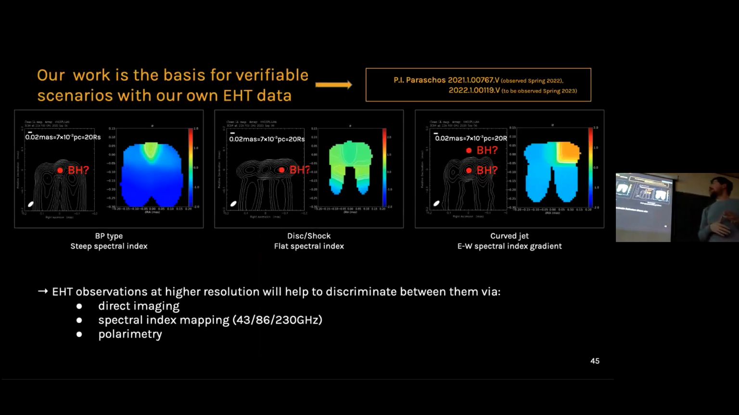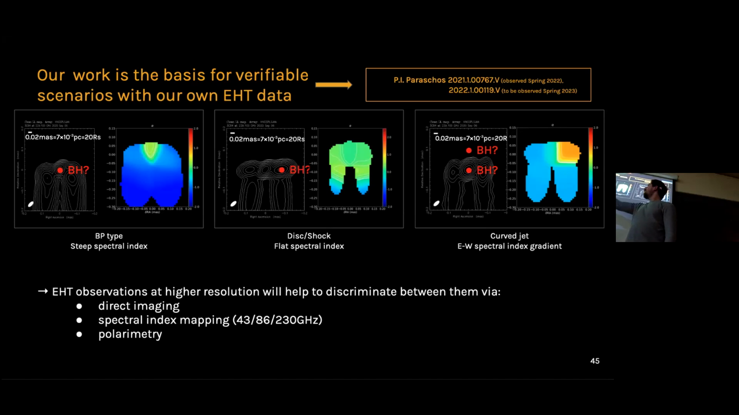Before closing, I also wanted to just show one slide of the outlook. I think it's very exciting that our work is the basis for verifiable scenarios with our own EHT data. For this MPI of 2 epochs, one has been observed and one will be observed, hopefully in a couple of months. And with the EHT data combined with the GMVA data, so 1 millimeter and 3 millimeter observations, together with lower frequency ones, we will be able to discriminate both via direct imaging, spectral index mapping, and polarimetry.